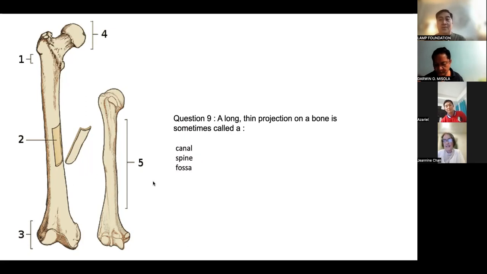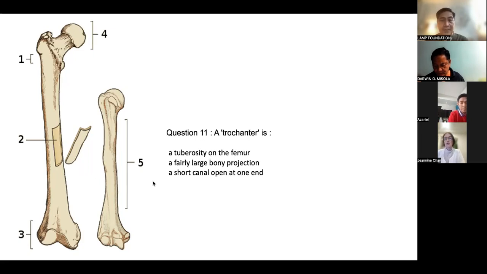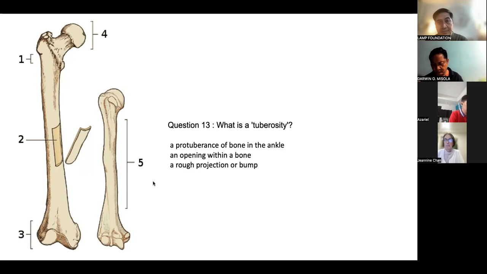A long thin projection on the bone is sometimes called a spine. The articulation between two cranial bones is called a suture. A trochanter is a tuberosity on the femur. The term tubercle refers to a small rough projection or bump. What is a tuberosity? A rough projection or bump.